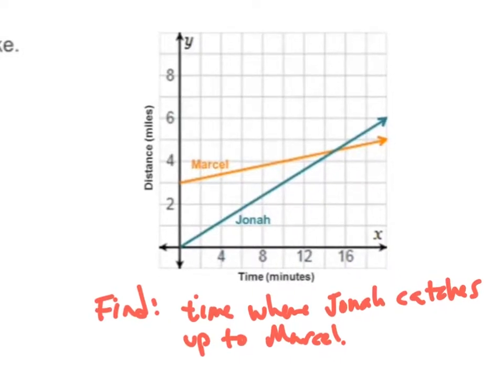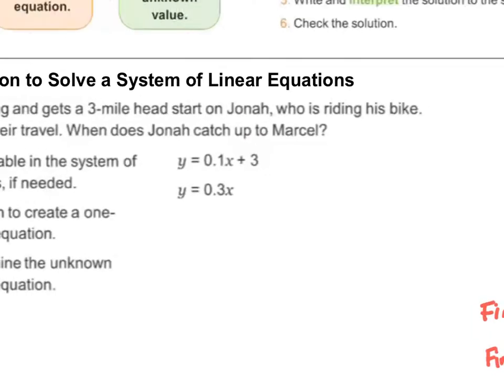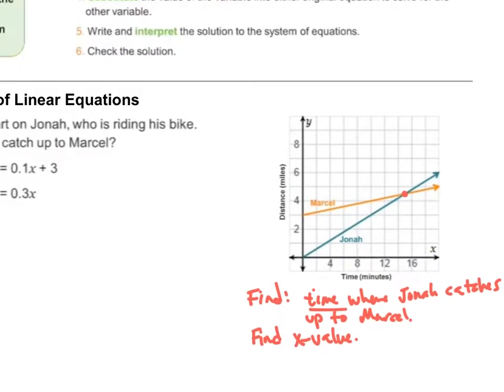Remember what we did in the last section, we found this point of intersection between those two. Now, when we want to find the time, that's where we want to find an x value. So we want to find the x value. We have these two equations. It's not really apparent as to when this happens. We know it happens between 14 and 16 minutes, so it's probably going to be about 15 minutes, roughly.